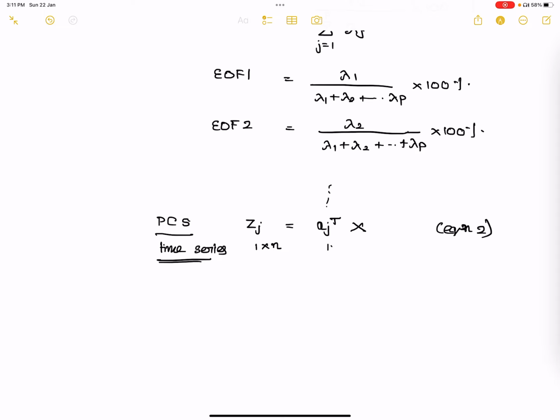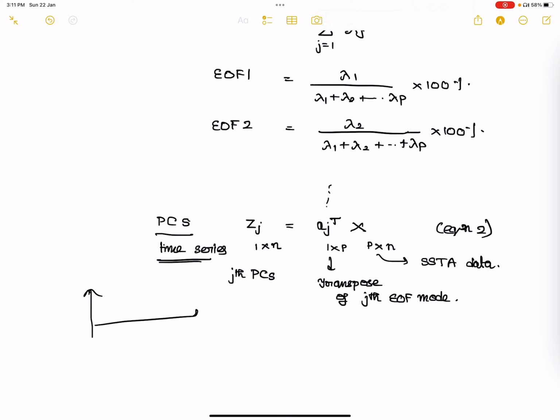And Aj transpose will be 1 by p, because Aj is p by 1. X is p by n, the format of the sea surface temperature anomaly. So this is the jth PC, this is the transpose of the jth EOF mode, and this is the sea surface temperature anomaly data. So this is the time series which we see in the PC time series.